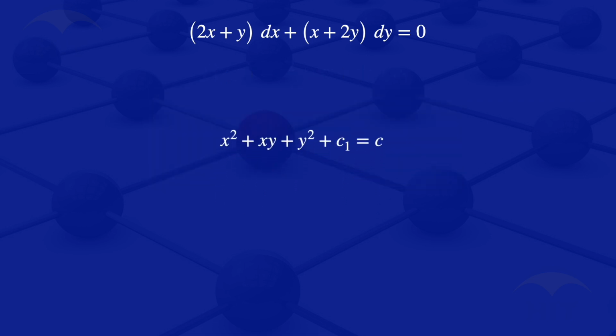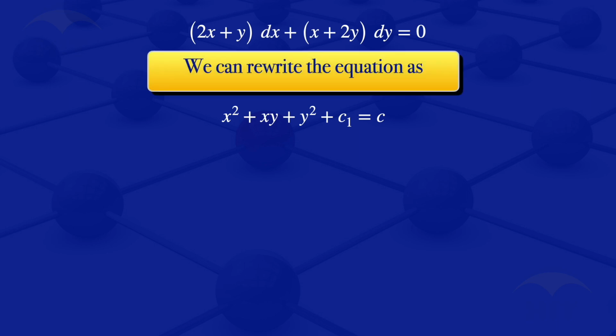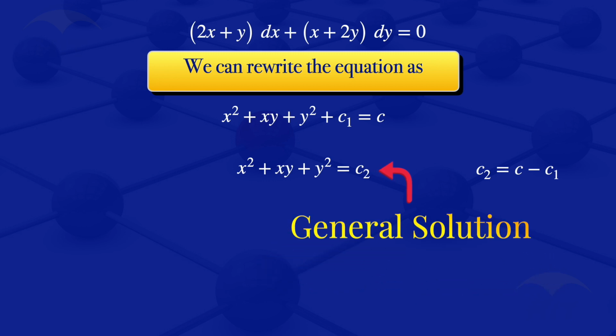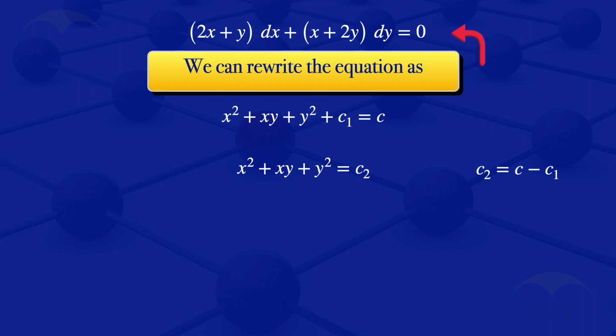So we have that equation there. But C1 here is just a constant. The C is a constant again. So I can try to put that C1 on the right hand side. Then we can go on and rewrite the equation as x squared plus xy plus y squared is equals to C2, where C2 is the constant which we obtain when we subtract C1 from the constant C. So what we are having there, this part here, that's the general solution of this given ordinary differential equation.